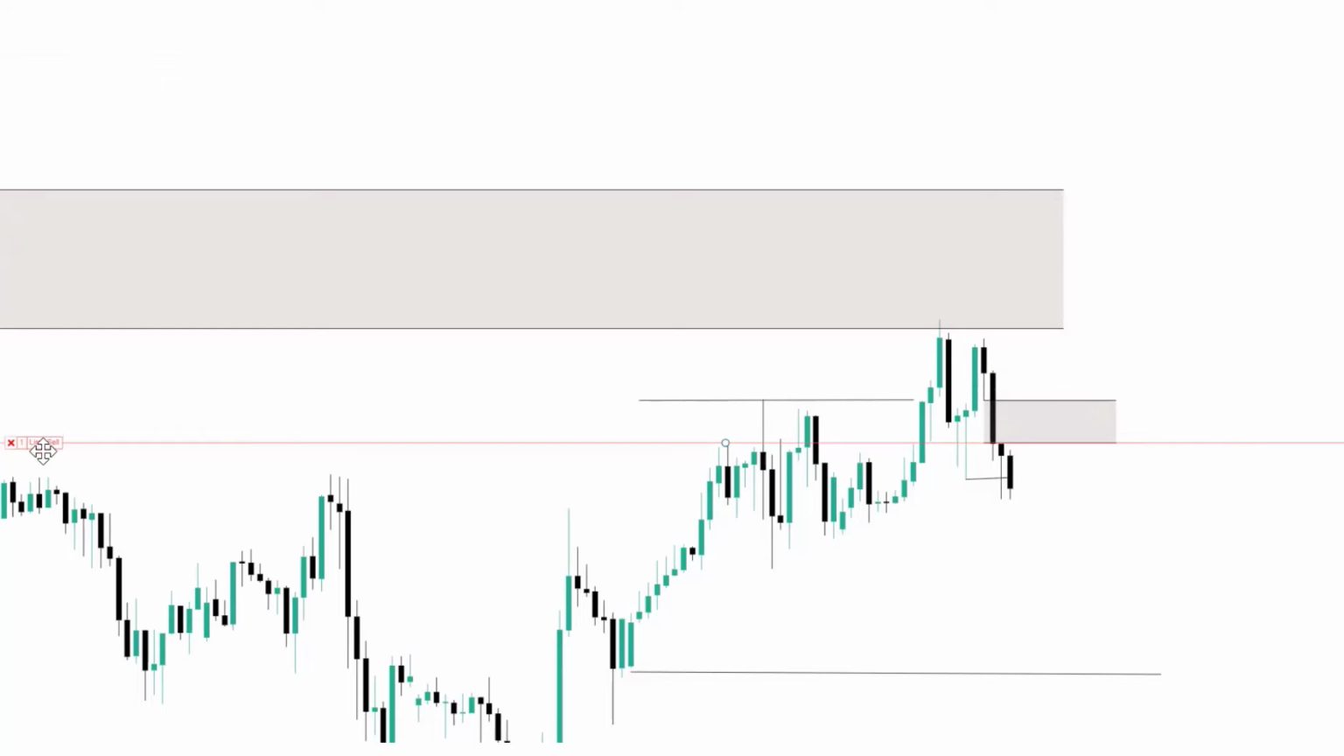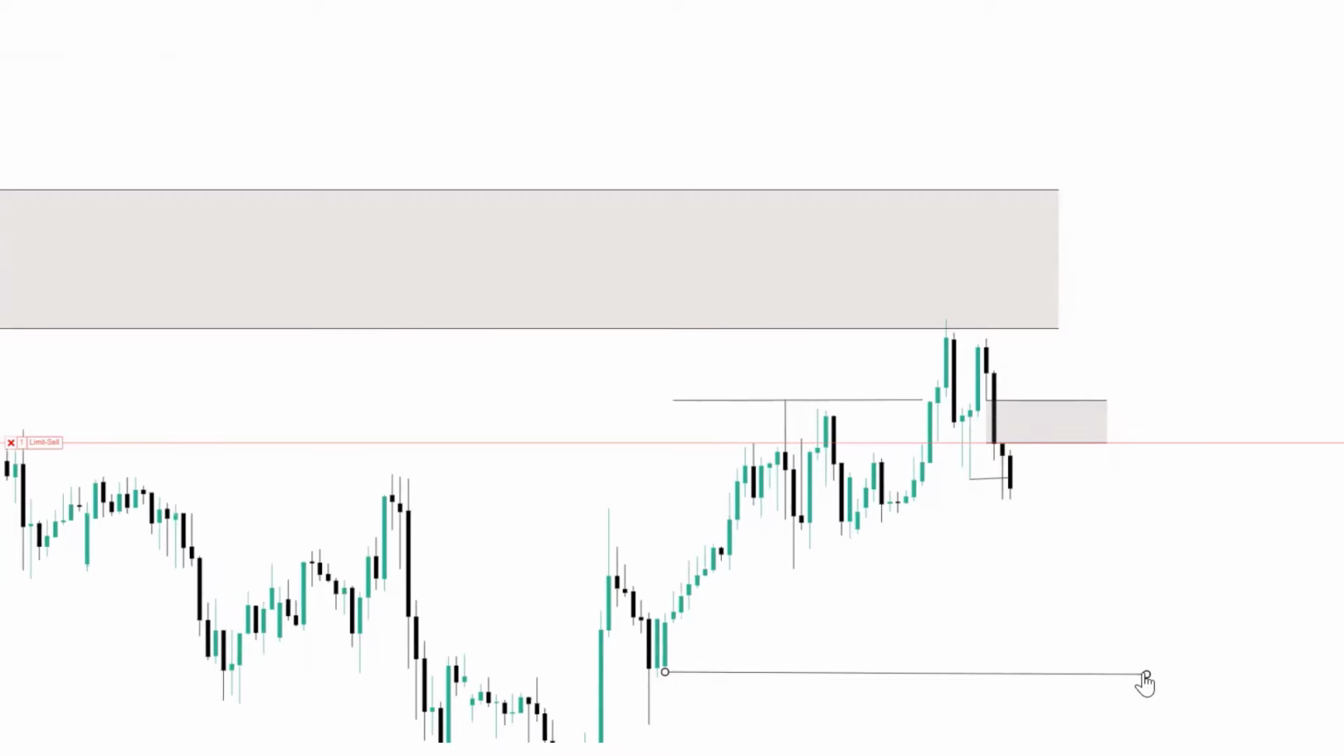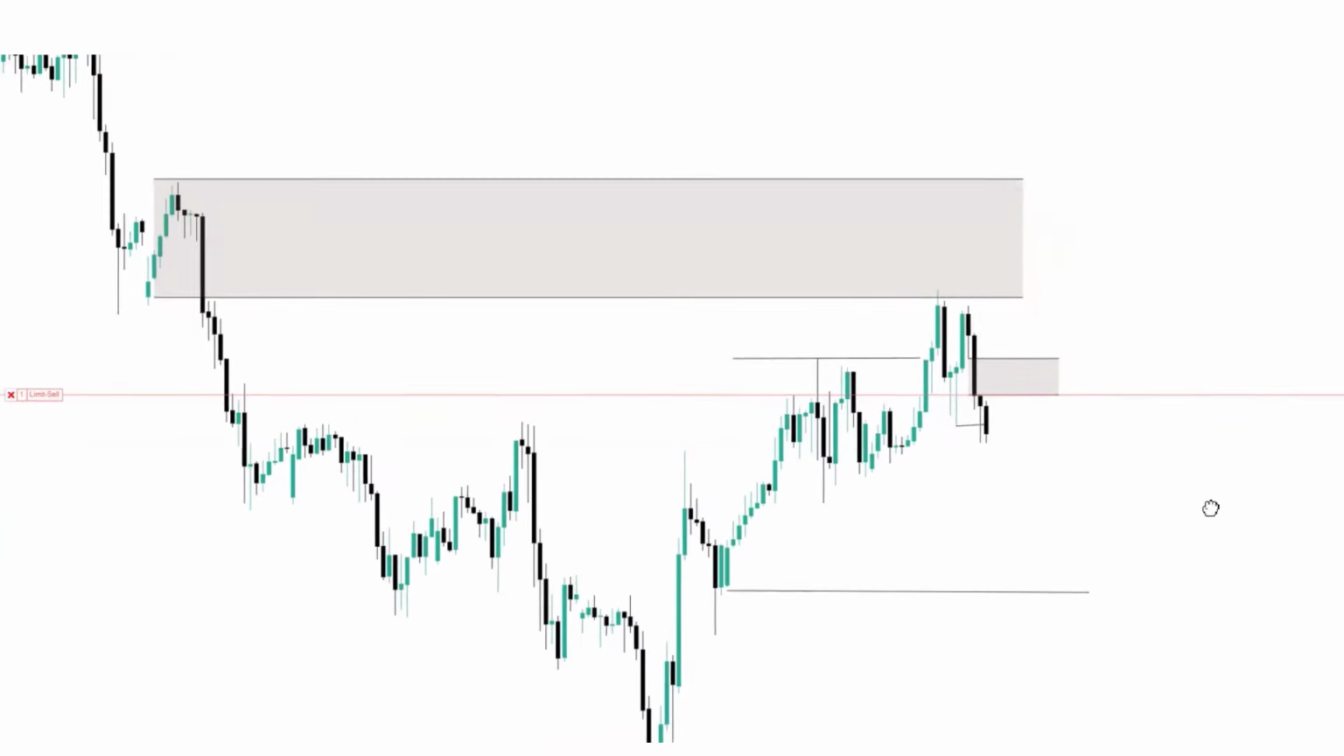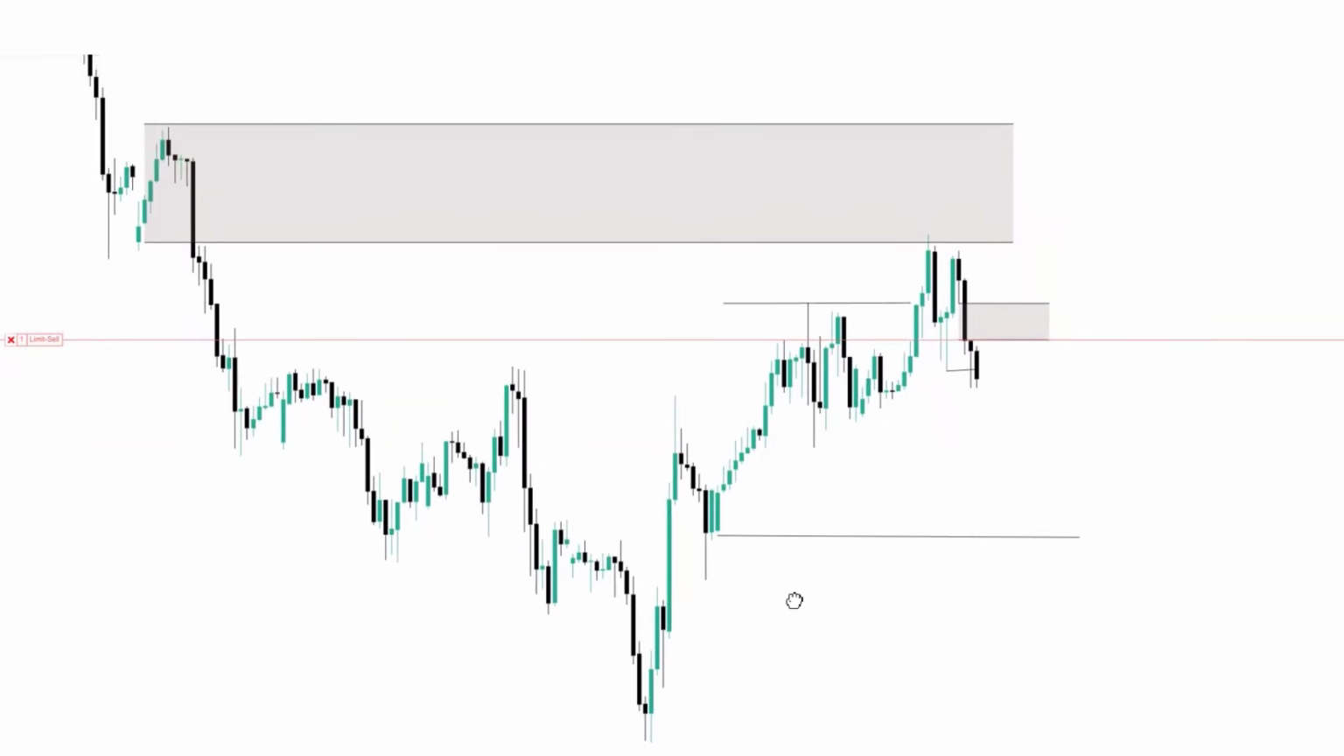You're going to set your sell limit right here. And once price tags your sell limit, you've activated your trade, and you're going to look to trade to the downside, targeting this sell side liquidity and possibly the external range liquidity.